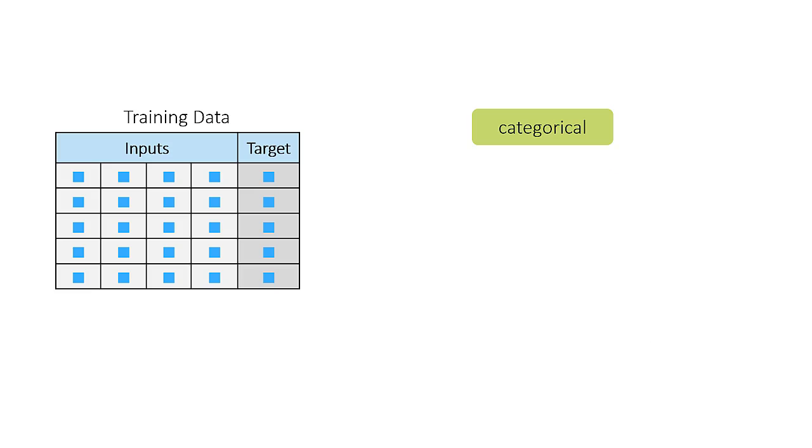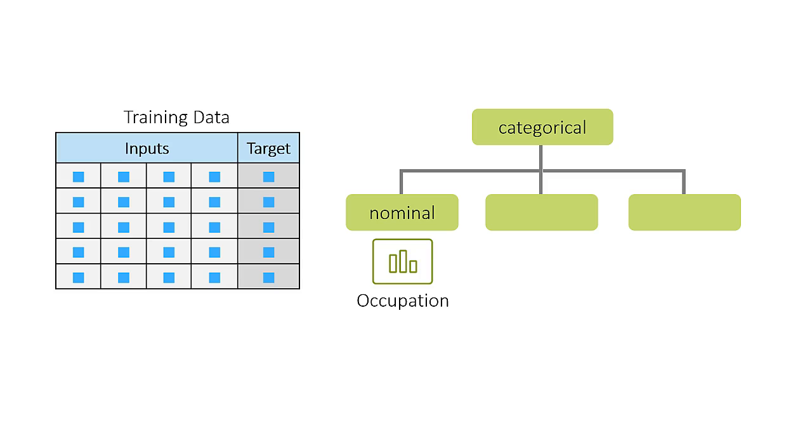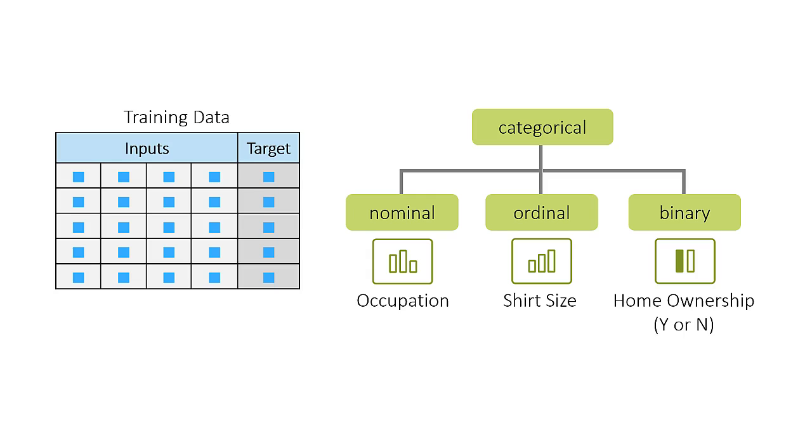Categorical variables take on qualitative values, each value representing a group or category. The number of possible values of a categorical variable is typically finite. Categorical variables are often nominal, which means that the categories have no particular order. Occupation is an example of a nominal variable. Ordinal variables have categories with an inherent order, for example, shirt size. Binary variables have 2 categories, such as a positive or negative response concerning home ownership.